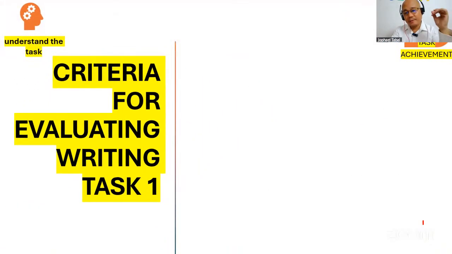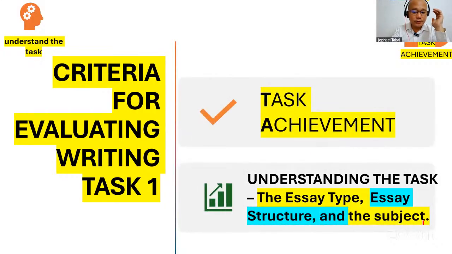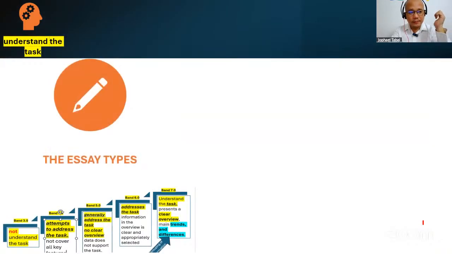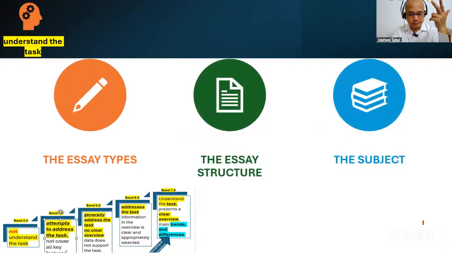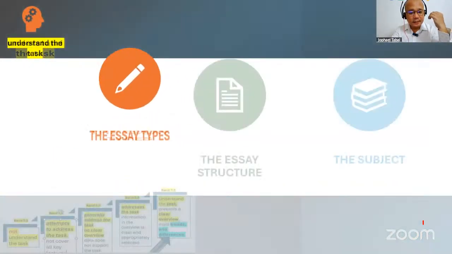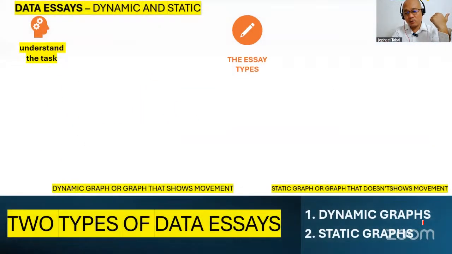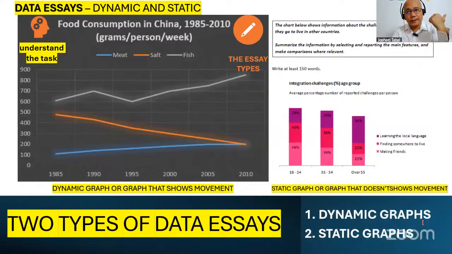So what do we mean by understanding the task? To understand the task, it means we need to understand the essay type. Secondly, we need to understand the essay structure. And thirdly, we need to understand the subject. So what are these essay types? Last meeting, we learned about the essay types. Again, to understand the task means to understand the essay types, the essay structure, and the subject.